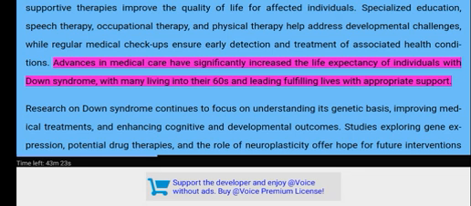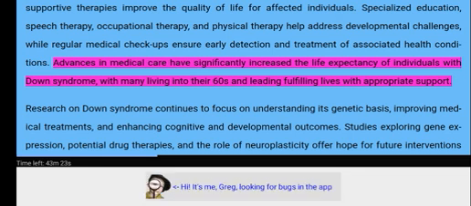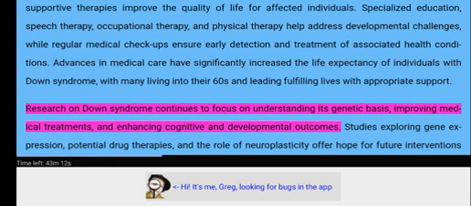Advances in medical care have significantly increased the life expectancy of individuals with Down syndrome, with many living into their 60s and leading fulfilling lives with appropriate support. Research on Down syndrome continues to focus on understanding its genetic basis, improving medical treatments, and enhancing cognitive and developmental outcomes.